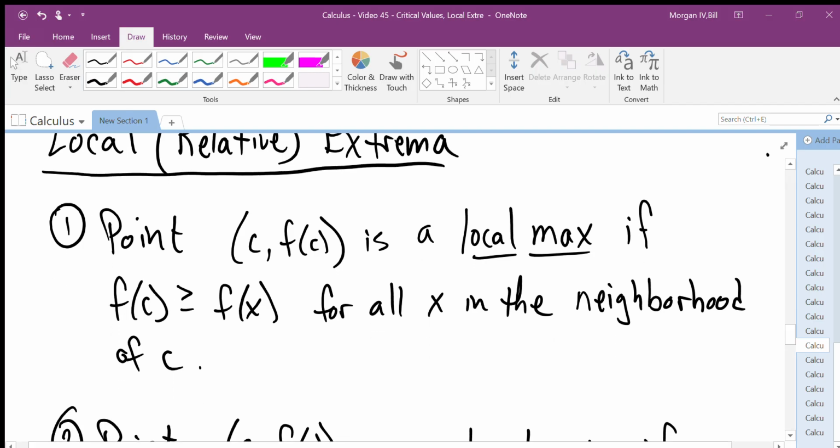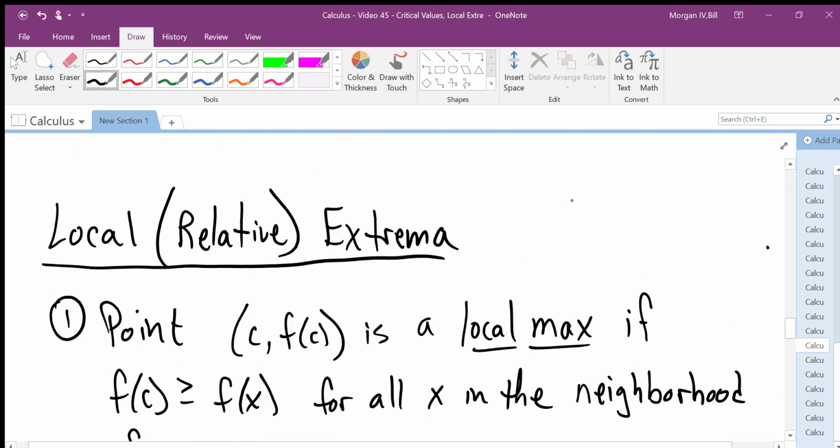So if you think about it like this, here's a curve, here's c, that makes this point (c, f(c)). The y value, or the function value f(c), is greater than all the other y values. It's greater than this y value and this y value. It's greater than all these y values. It's greater than or equal to all those y values in the neighborhood of c.